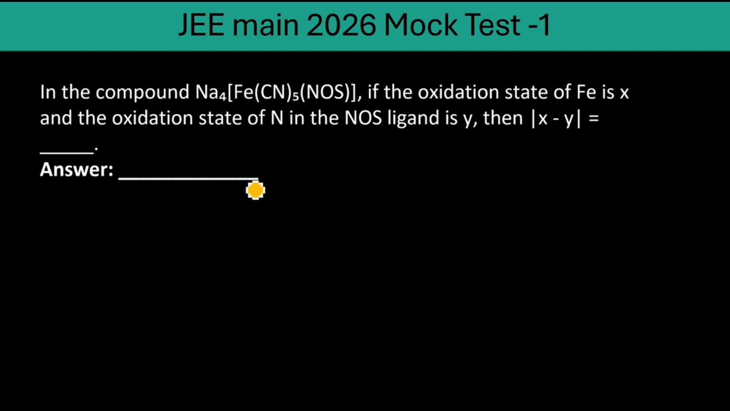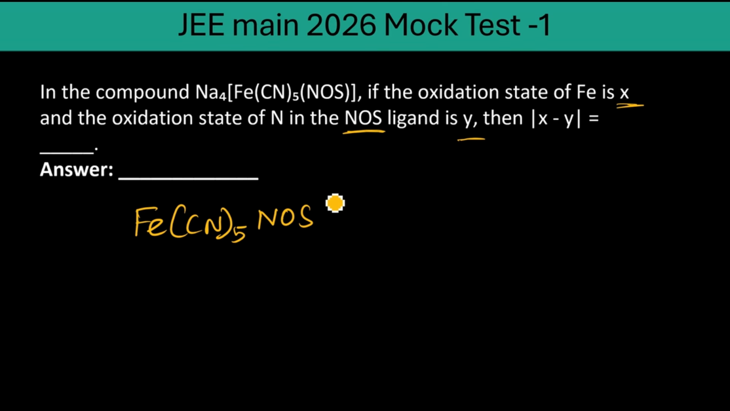Next question, in the compound Na4[Fe(CN)5NOS]. If you know what this compound is, let me know in the comments. If the oxidation state of Fe is X and the oxidation state of N in the NOS ligand is Y, then what is the modulus of X minus Y? Okay, so let's see what this complex is.